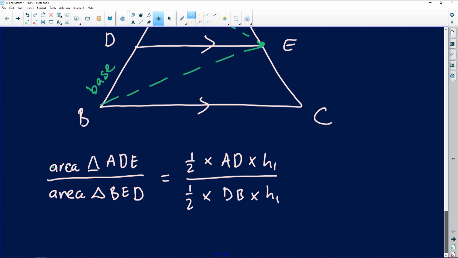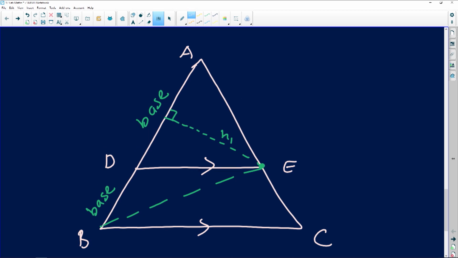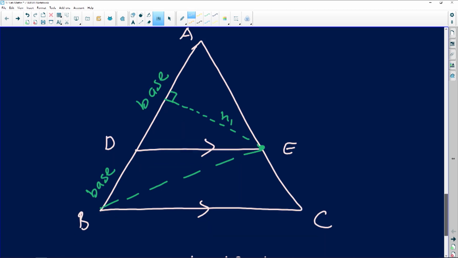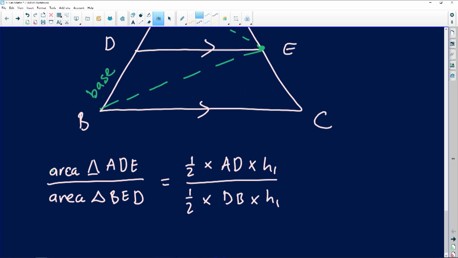That height H1 serves both those two triangles. It is inside of the top triangle and it is on the outside of the bottom triangle. Okay, cool. Now, if you look at what we have created so far, you will see that half will cancel half, H1 will cancel H1. You are left now with AD divided by DB, right? This is the ratio that is remaining.